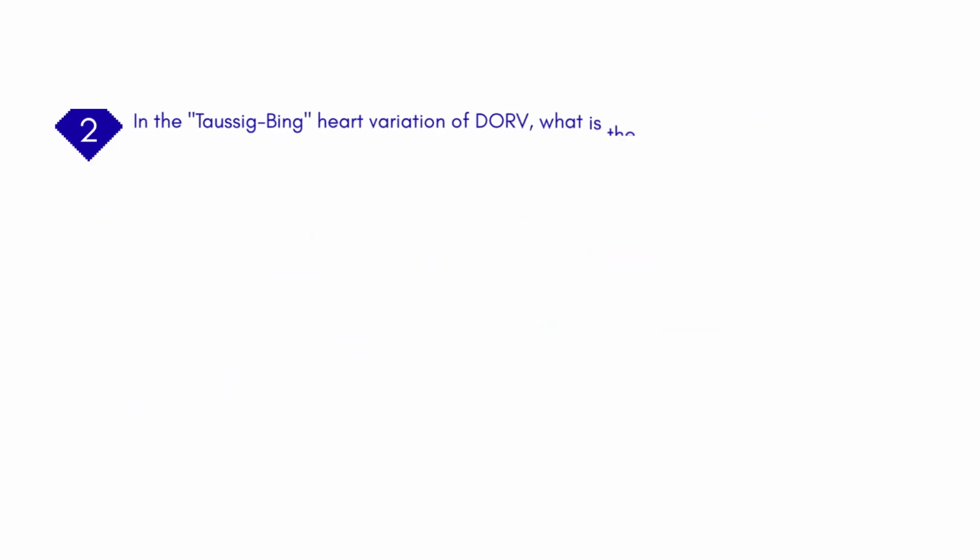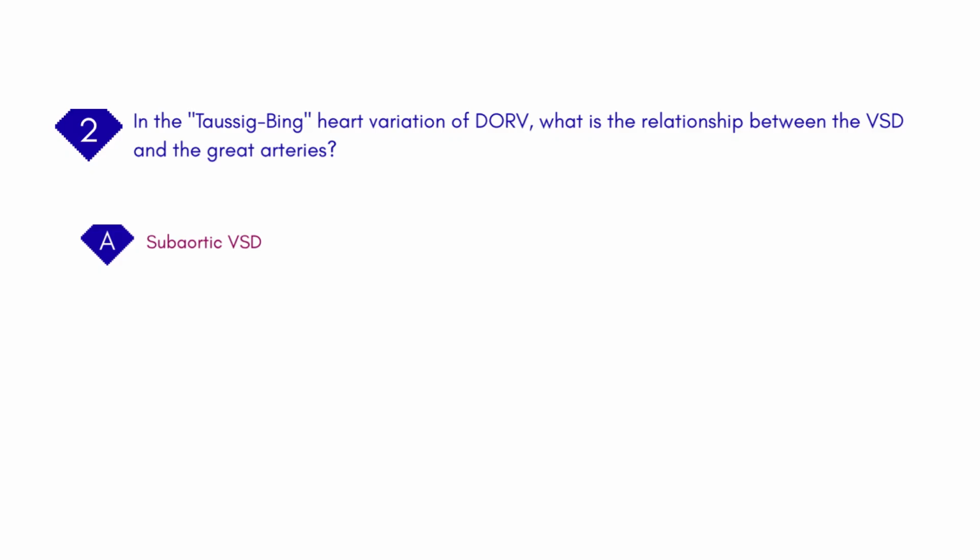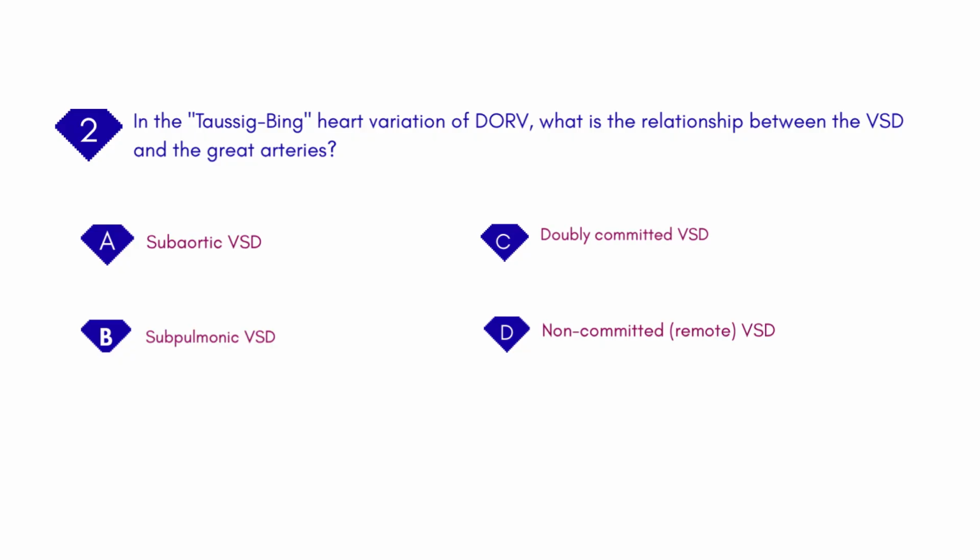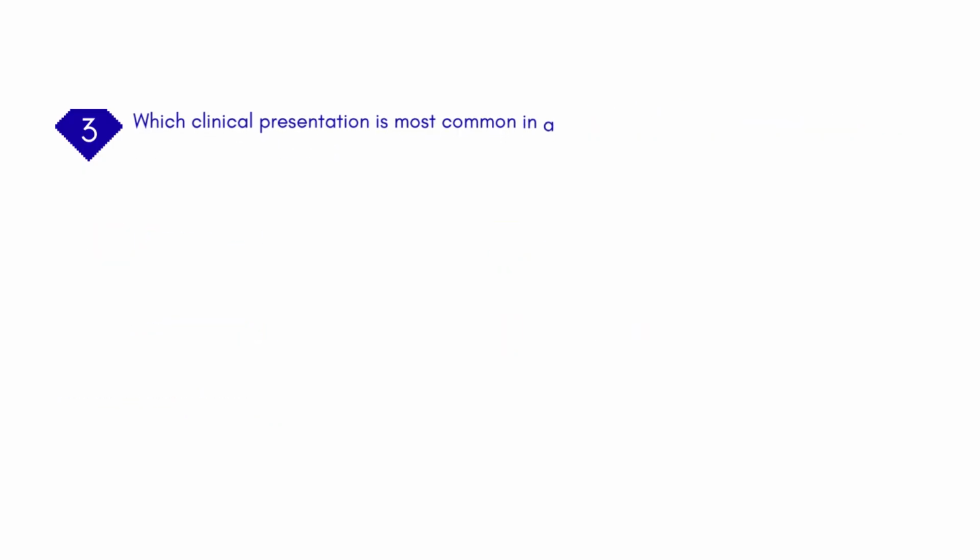In the Taussig-Bing heart variation of DORV, what is the relationship between the VSD and the great arteries? A. Subaortic VSD. B. Subpulmonic VSD. C. Doubly committed VSD. D. Non-committed, remote VSD. Answer: B. Subpulmonic VSD.